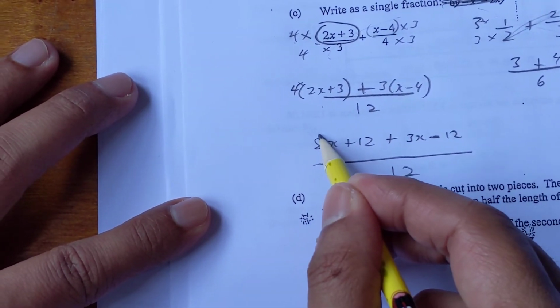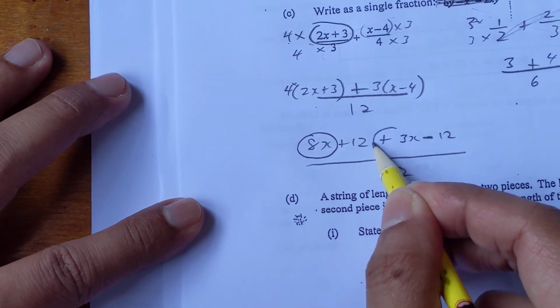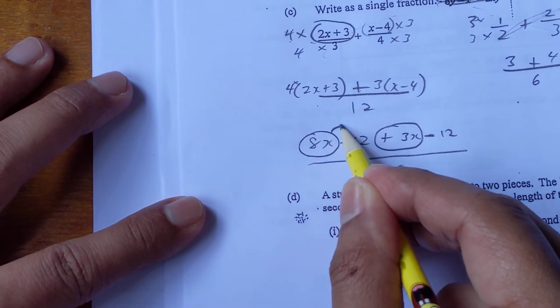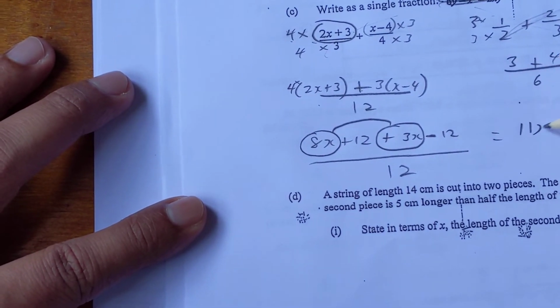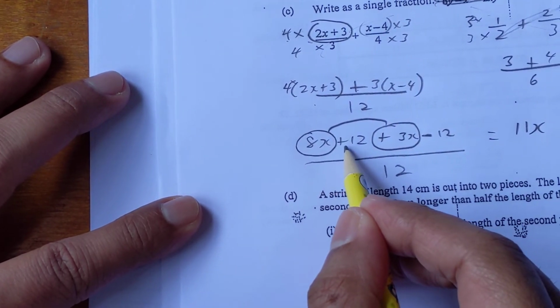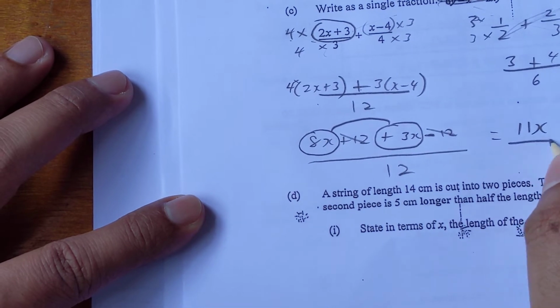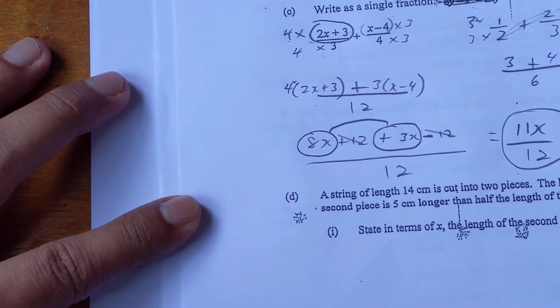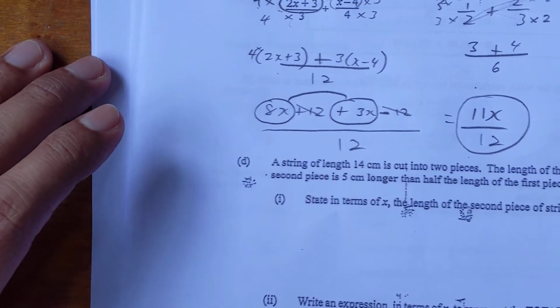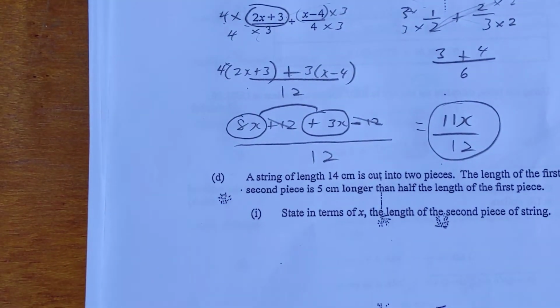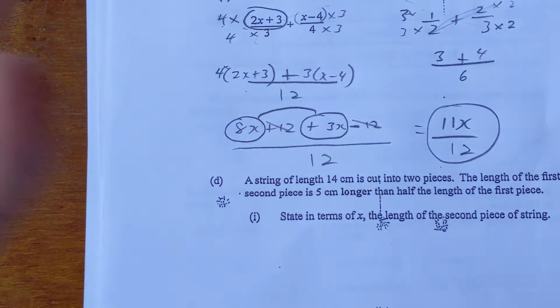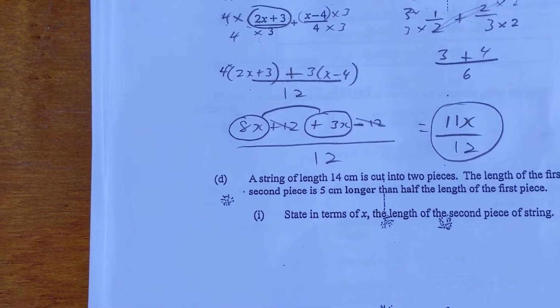So I'm going to group up all my x's, so I have 8x plus 3x, because the sign in front of that number belongs to that number. 8 plus 3, 11x. I'm going to group up the number terms. Plus 12 minus 12, well, that's 12 take away 12, zero, so my answer is just 11x over 12. And that's what you're going to get. Again, the answer is still going to have x in it, if you notice.